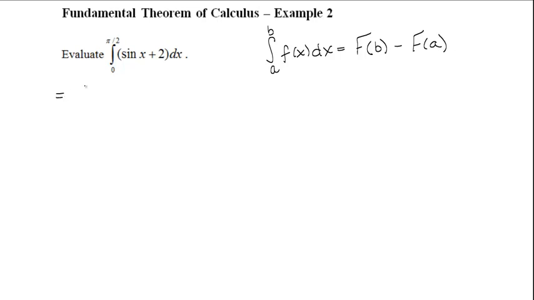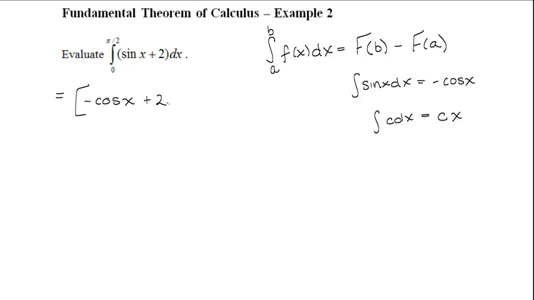So we can start with our antiderivative now. So for the first term, we have sine x, and the antiderivative of sine x is negative cos x. So for that first term, we're just going to write negative cos x. And for the second term, we have a constant. So the integral of a constant is going to be the constant multiplied by x. So for that next term, we're going to have plus 2x. And we're evaluating this from 0 to pi over 2. Once again, you don't have to add your integration constant.